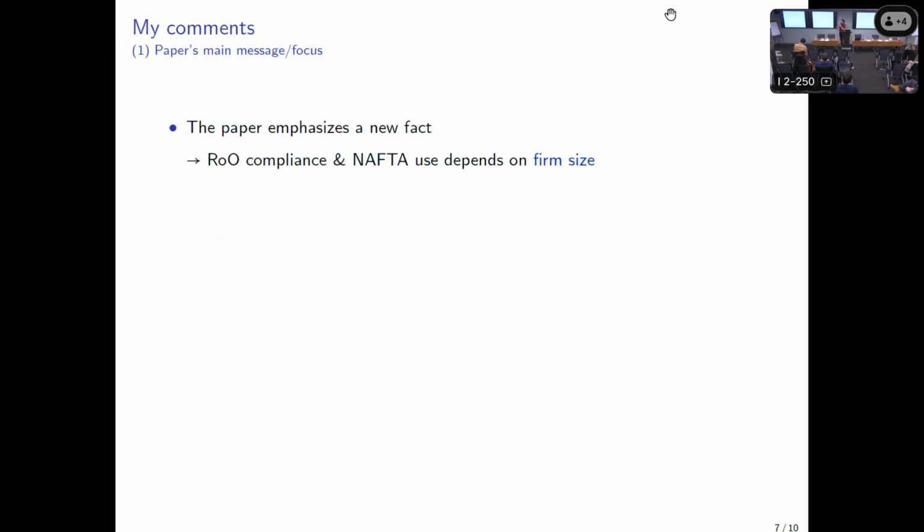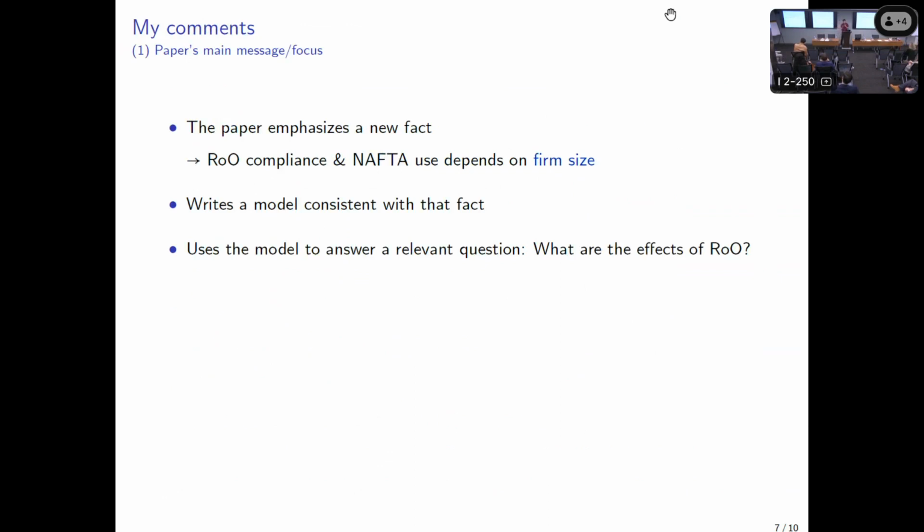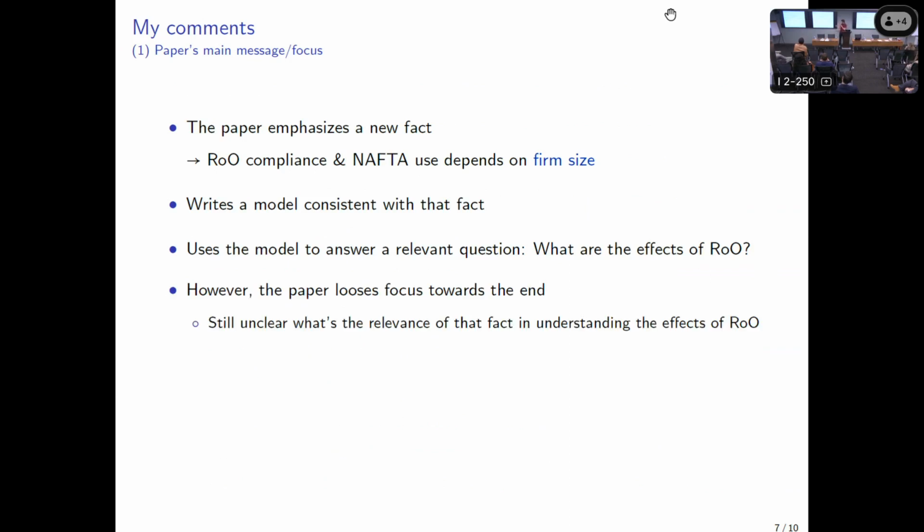So one of the main comments I have is the following. The paper emphasizes this new fact, which is that firm size matters in understanding the use of rules of origin. Then it writes a model consistent with that fact, and uses the model to answer a super relevant question: what is the role of rules of origin in trade within NAFTA and, potentially, with respect to third countries? But my point is that the paper loses focus towards the end, in the sense that what we would like to know is what is the relevance of the emphasized fact in understanding the answer to this question.